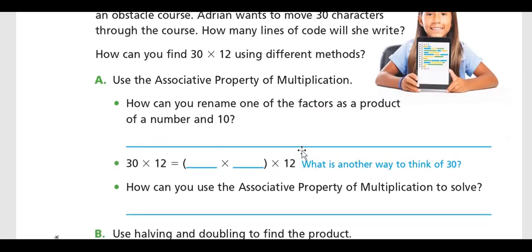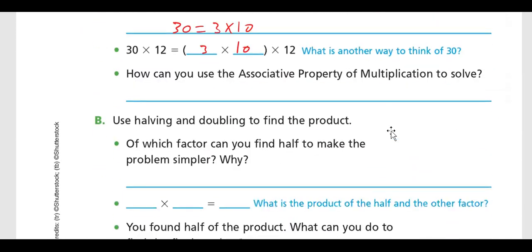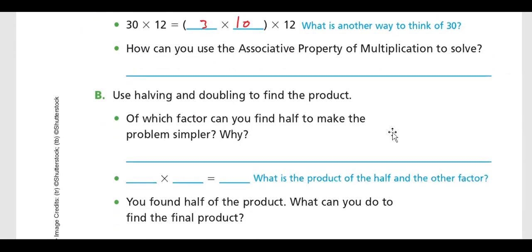So first, as we know, the first number, we rename it. This number 30, we can write 30 as 3 times 10. So it will be 3 times 10. This is the first step. Second step, use halving and doubling to find the product of each.